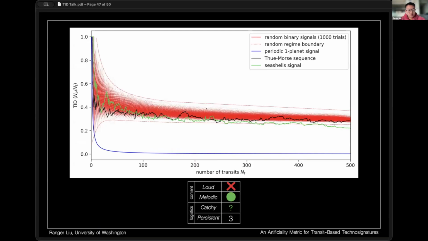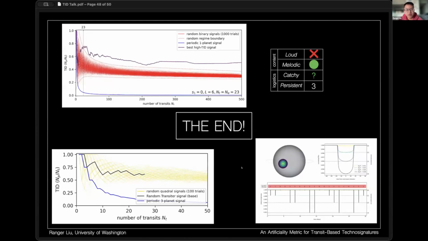You can see that it's still in the random regime here, mostly, but towards the tail end, it seems to creep out a little bit. So maybe there is some hope to finding a signal that is both loud and melodic, but maybe we just need to get really super creative with our encodings. Okay, so that is the end of my presentation. Thank you.